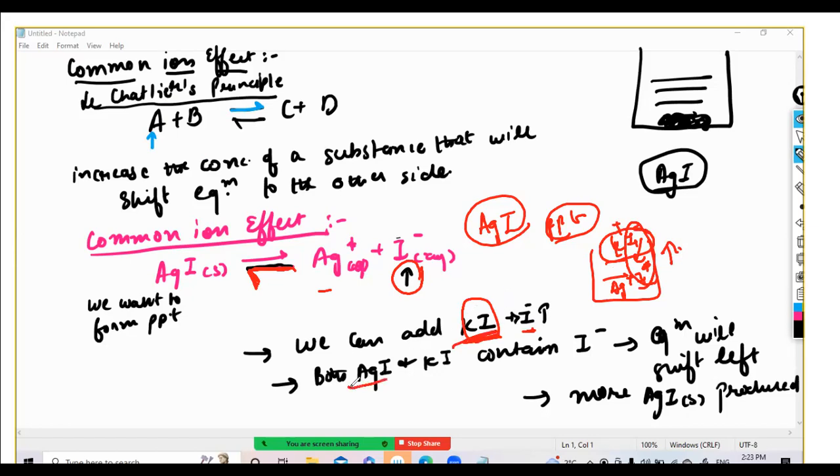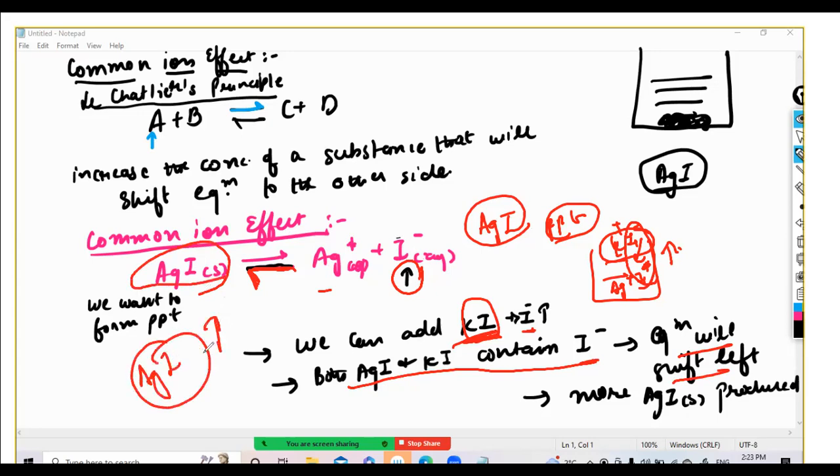Now they both contain iodide. That means equilibrium will be forced to shift towards the left-hand side. I'm making a change on the right side, so it will shift to the opposite side, the left side. What is on the left side? AgI. So more and more AgI will be formed, and you can find more precipitate by introducing potassium iodide, a similar salt, into the solution.